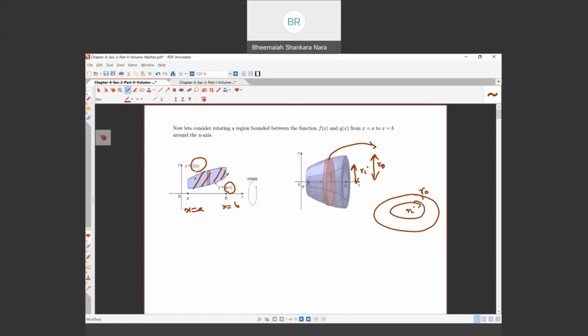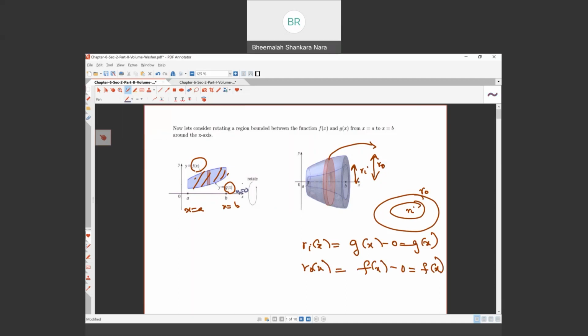So we name this r sub I, which is g of x minus 0, so it's still g of x itself. R sub O, we're going to call this f of x minus 0, which is still f of x itself. So you want to imagine your y equal to 0 line here.